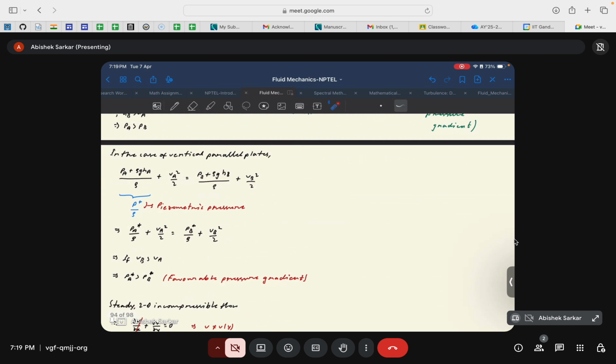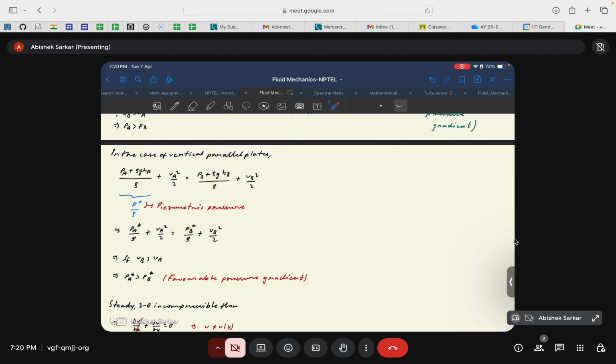Now, if VB is greater than VA, then we will have PA star greater than PB star, representing again a favorable pressure gradient, okay? Which indeed in this case is with respect to the piezometric pressure heads rather than the static pressure head, okay?